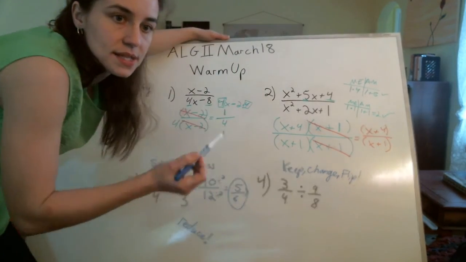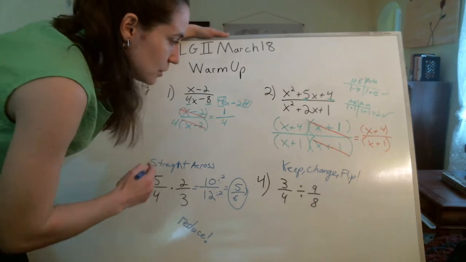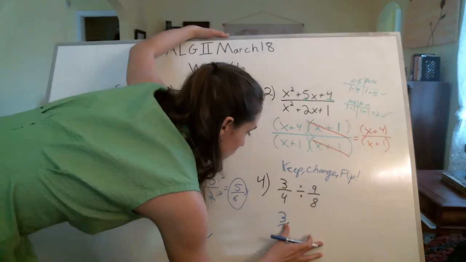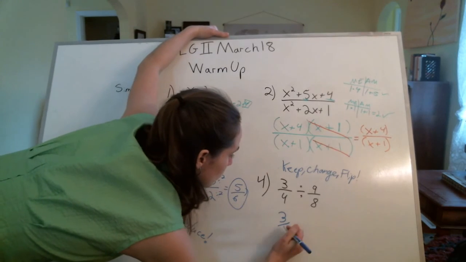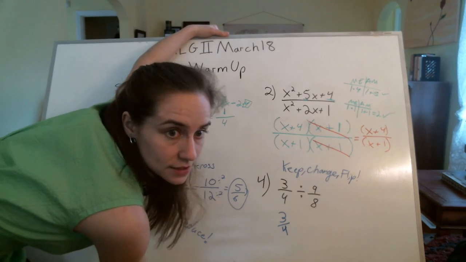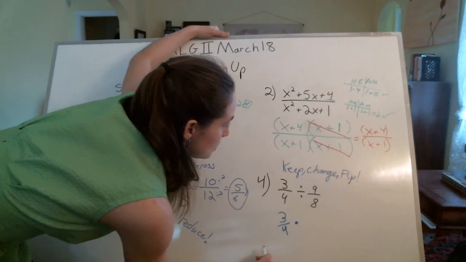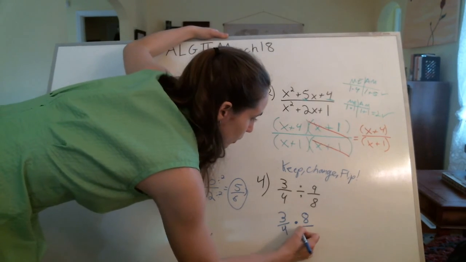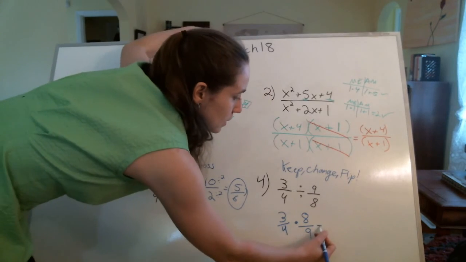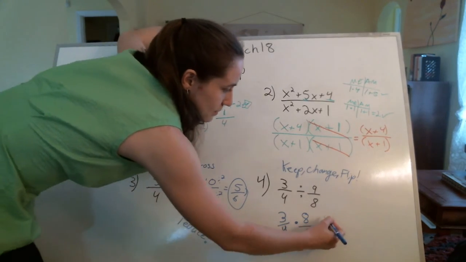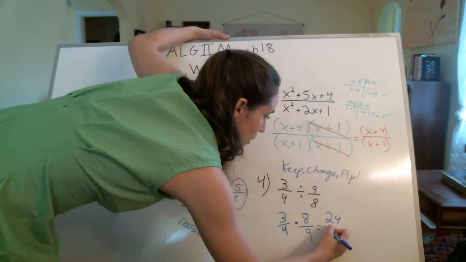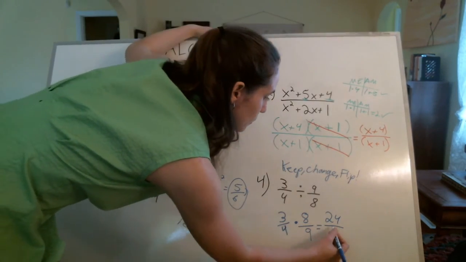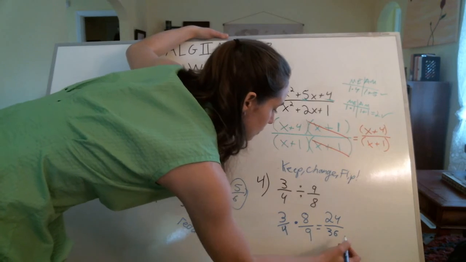Okay, so instead of trying to divide, we're actually going to turn it into multiplication. Keep your 3/4. Can y'all see that? Yep. Times, that's your change. We're going to change our division to multiplication and then flip this one over, 8 over 9. So we now have 3 times 8, which is 24, over 4 times 9, which is 36, I believe.